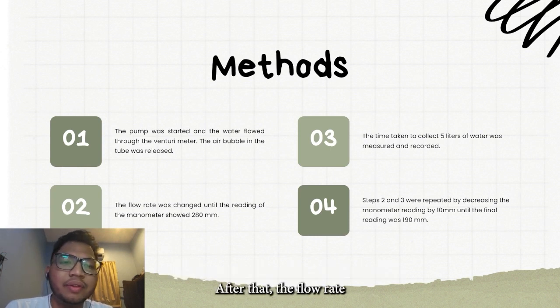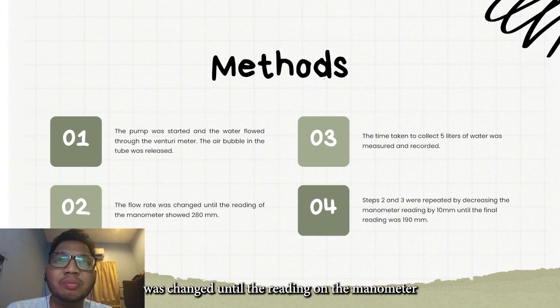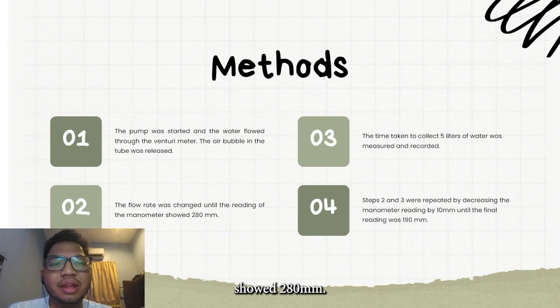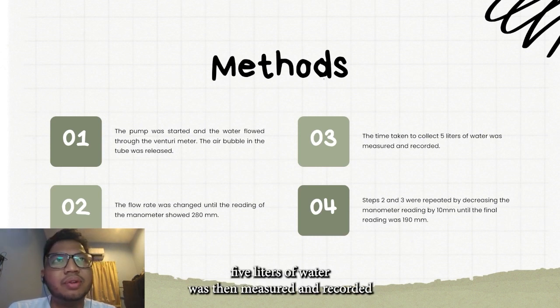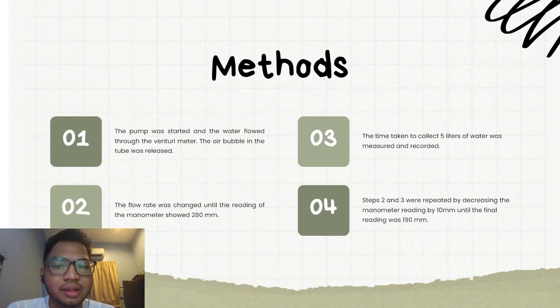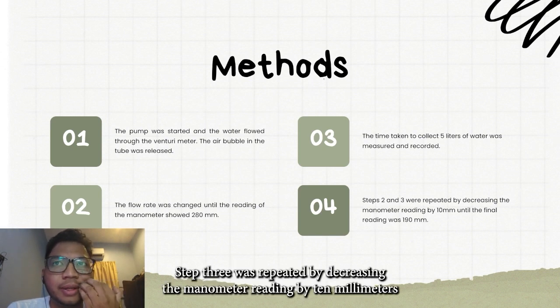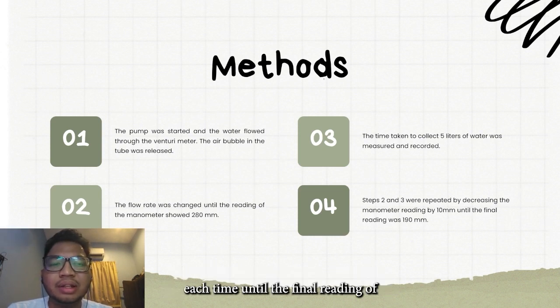After that, the flow rate was changed until the reading on the manometer showed 280 millimeter. 280 millimeter is our H1. So the time taken to collect 5 liters of water was then measured and recorded. Steps 2 and 3 were then repeated by decreasing the manometer reading by 10 millimeters each time until the final reading of H1 is 190 millimeters.